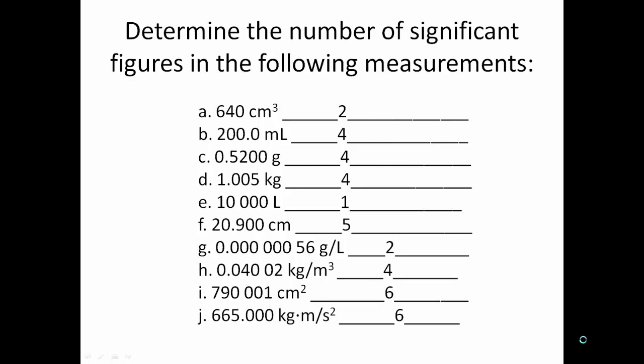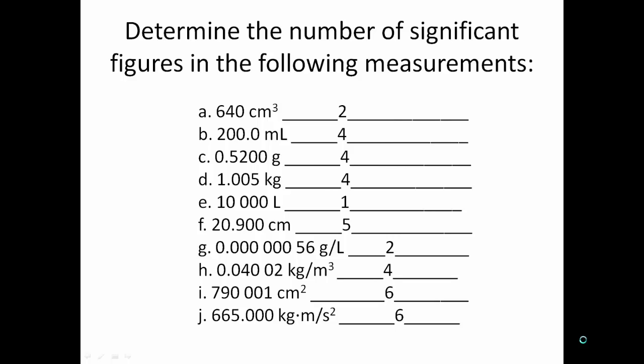In letter A, there is a final 0. It is not behind a decimal point. It is not a sig fig, so it doesn't count. The other 2 digits are non-zero numbers, so they're automatically sig figs, so there are 2. In letter B, again, it ends in a 0. That final 0 is behind a decimal point, so it is a sig fig. Start with the first non-zero number, which is 2. Count to the last sig fig, which in this case is that 0, and there are 4.